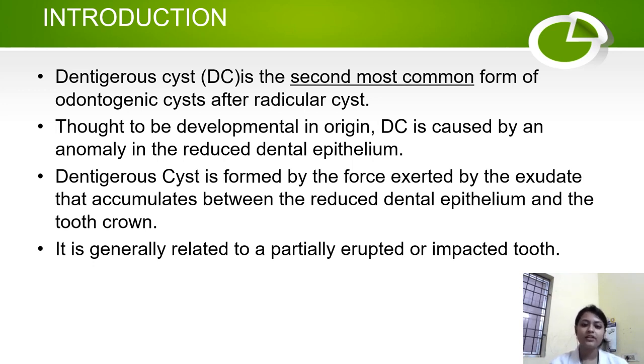It is generally related to a partially erupted or impacted tooth. So dentigerous cyst is always or generally associated with an impacted tooth or partially erupted tooth. So this is a key feature of identifying a cyst if you are seeing it radiologically. But that too sometimes will have some diagnostic dilemma, and that we will come to later.